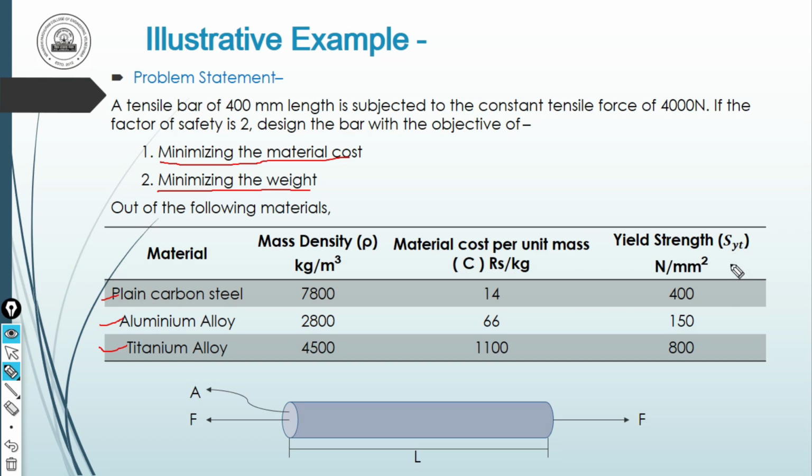Based on only these three parameters, we will be directly able to calculate the single value for each material, and we can compare that value, and based on that comparison we will be able to decide the material cost, or we will be selecting a material for the optimum design. So let's start with the solution first.